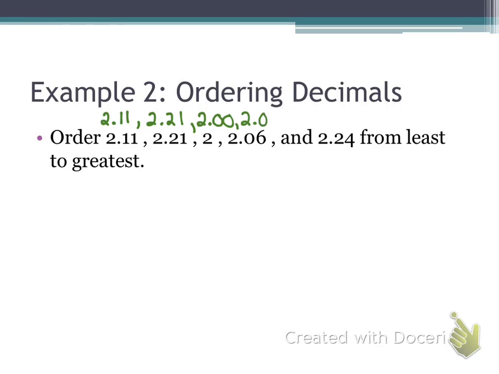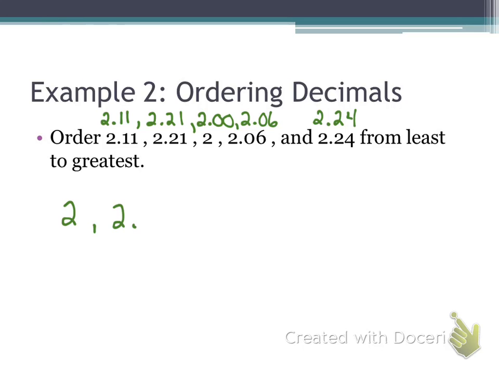All right, and then 2 and 6 hundredths and 2 and 24 hundredths. So now that I have them rewritten with matching decimal places, which number is the smallest? Which number is the smallest, guys? It's going to be 2. So I'm going to say 2. And then what's my next smallest?